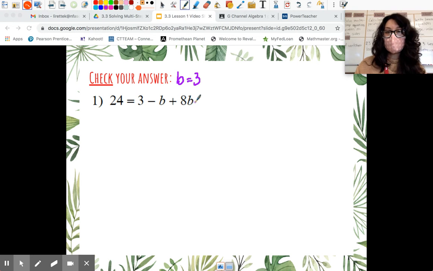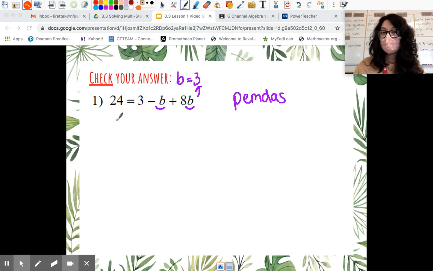When you're doing a check, you're replacing the variables with the answer that you got, and then following order of operations to simplify where we have operations. This 24, which is by itself on the left, we're not doing anything to that 24. It's going to stay at 24. We're not solving. We're not using inverse operations, okay?